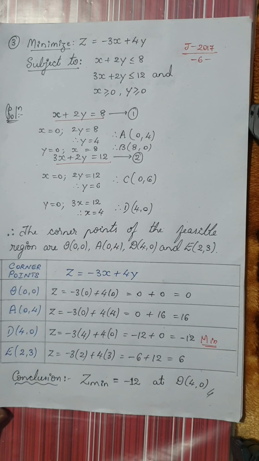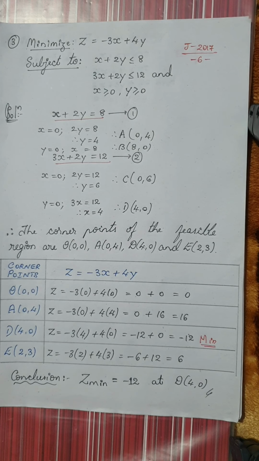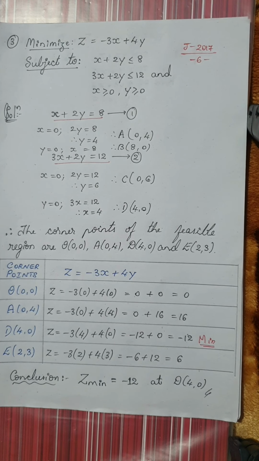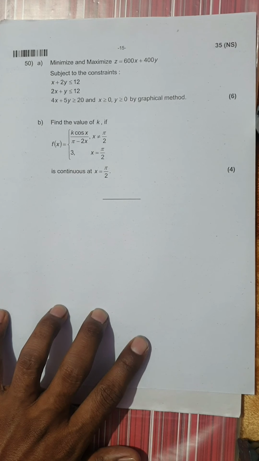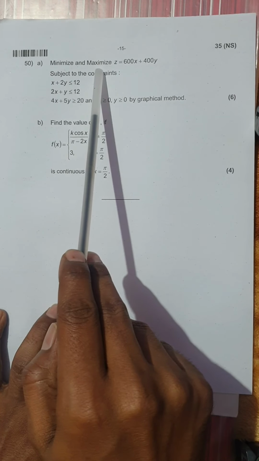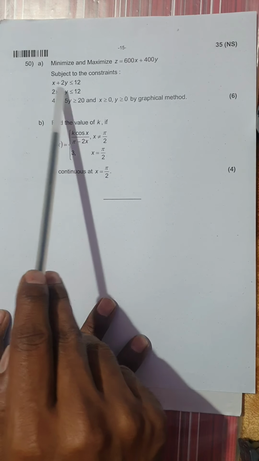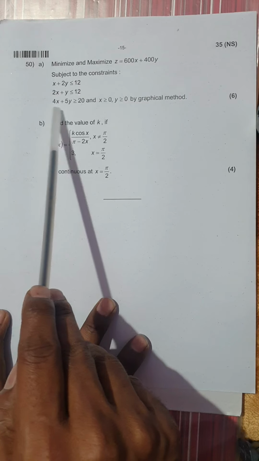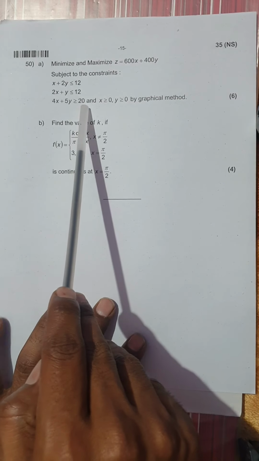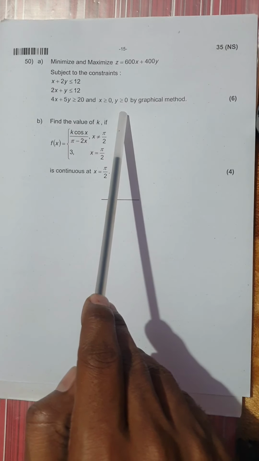Okay, so before winding up this session, I'm going to consider one more equation, and then we can wind up the session. Dear students, the fourth question we have is minimize and maximize Z is equal to 600x plus 400y subject to the constraints x plus 2y less than or equal to 12, 2x plus y less than or equal to 12, 4x plus 5y greater than or equal to 20, and the non-negativity condition.